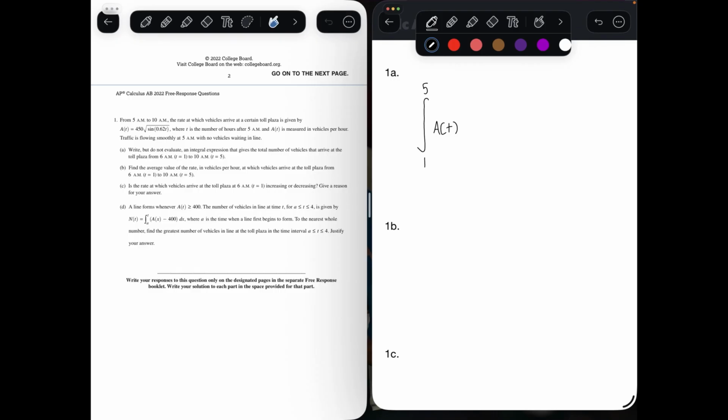This helps you get the total number of vehicles that arrive at the toll plaza from t equals 1 to t equals 5. Okay, part B. Find the average value of the rate, in vehicles per hour, at which vehicles arrive at the toll plaza from 6 a.m., t equals 1, to 10 a.m., t equals 5. So the average value.